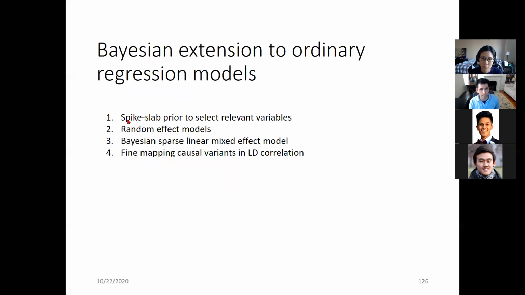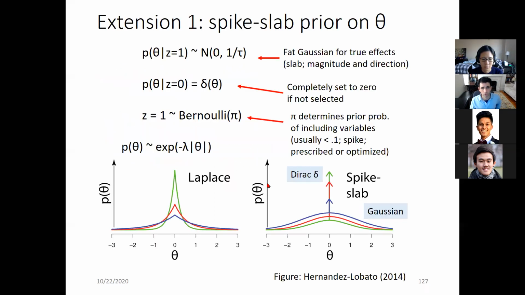And the concept is that instead of just asking what is the maximum likelihood estimate for my parameter, I can actually use a prior for my parameter to select relevant variables. I can use different random effects models. I can actually sample the linear mixed effect in a sparse kind of way. And I can also fine map causal variance using the LD correlation.